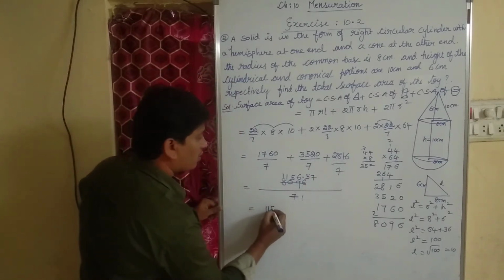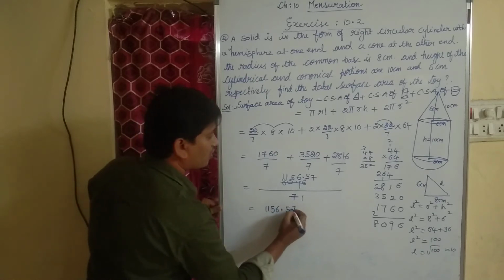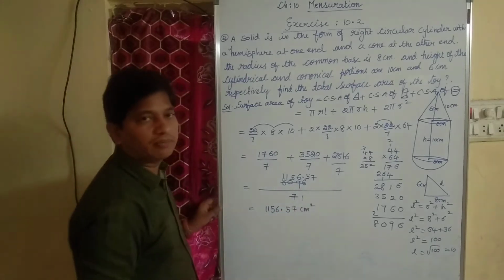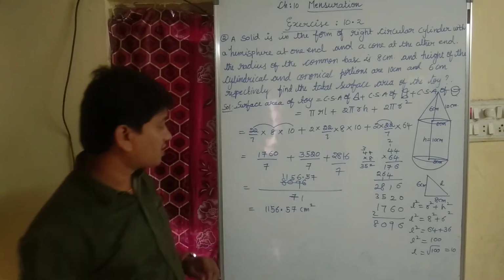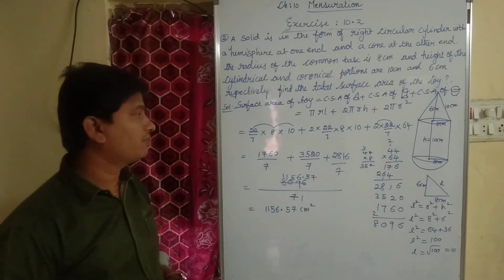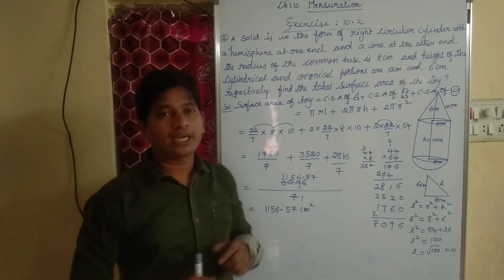So answer is what? 1156.57 square centimeter. Children, did you understand? What is the answer? 1156.57 square centimeter. Okay, this is our second problem.